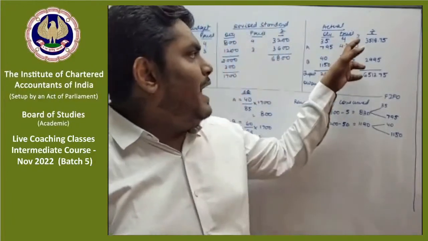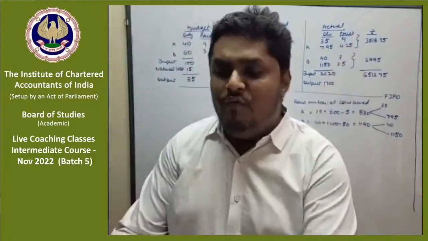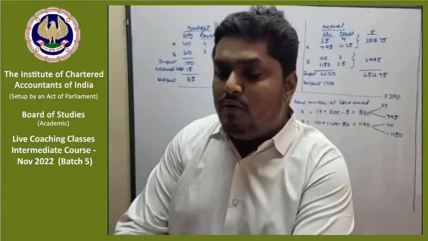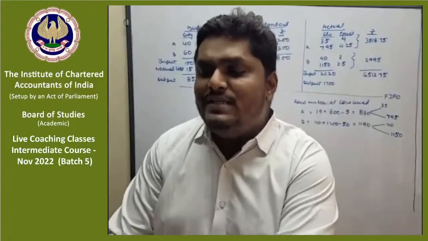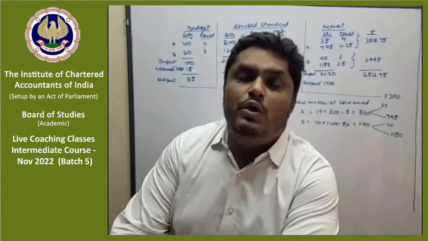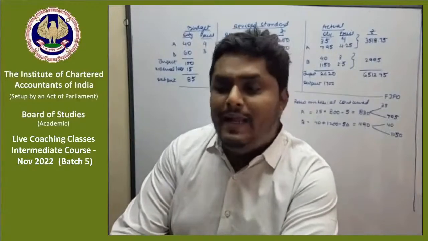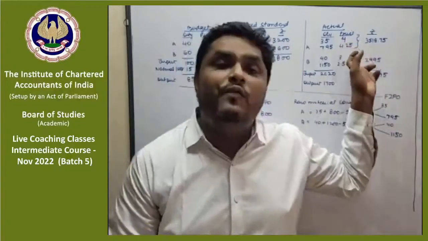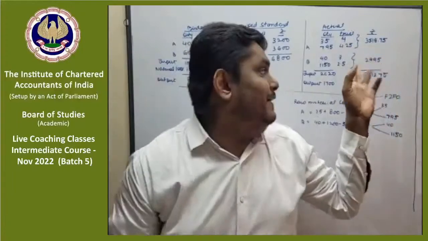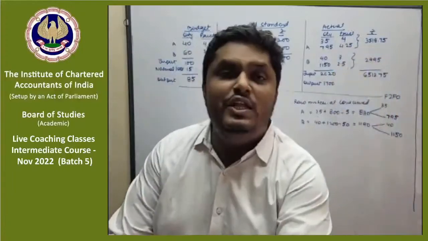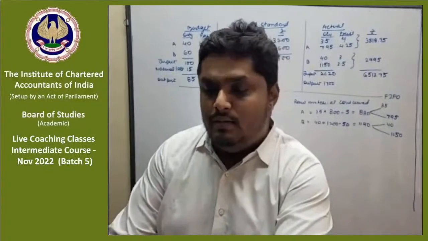When talking about how I got 4.25, here it is given in the question that we have purchased 800 kgs and the total amount paid is 3400. So 3400 divided by 800. This is how I got 4.25. And when talking about 2.5, it is 3000 divided by 1200.